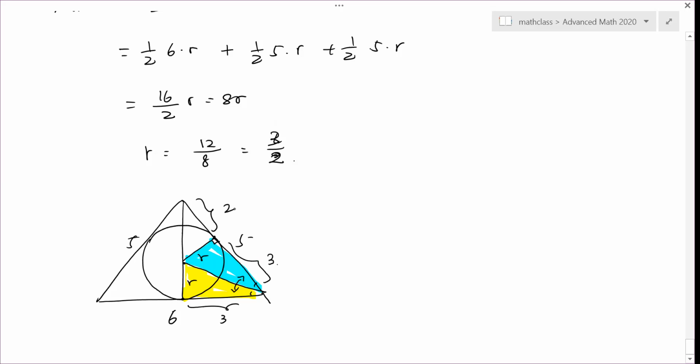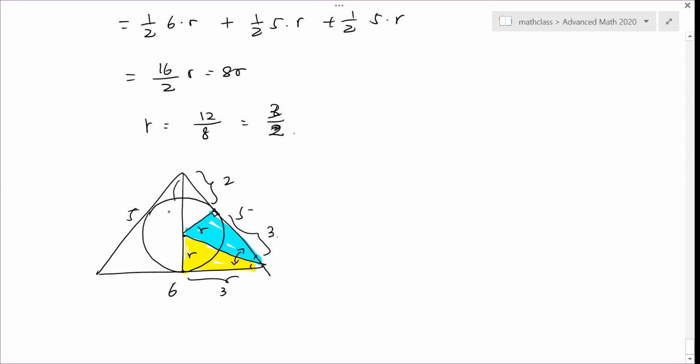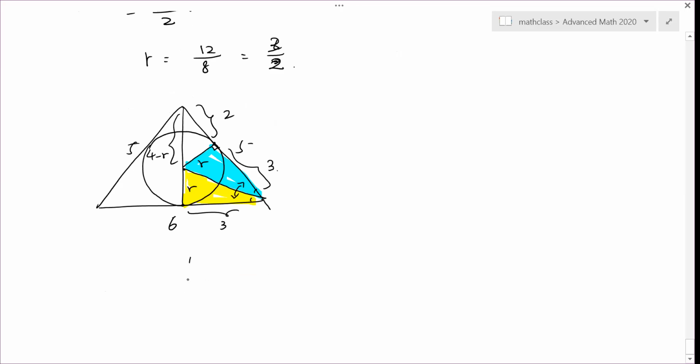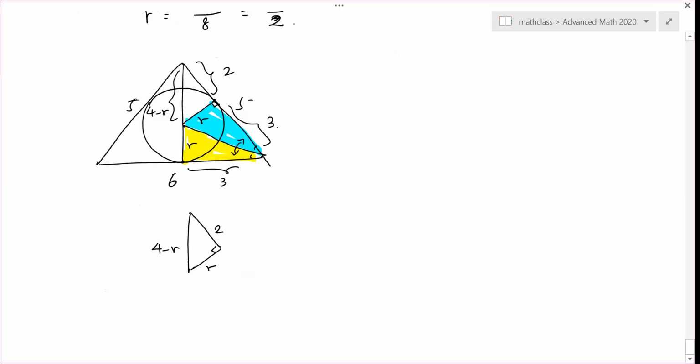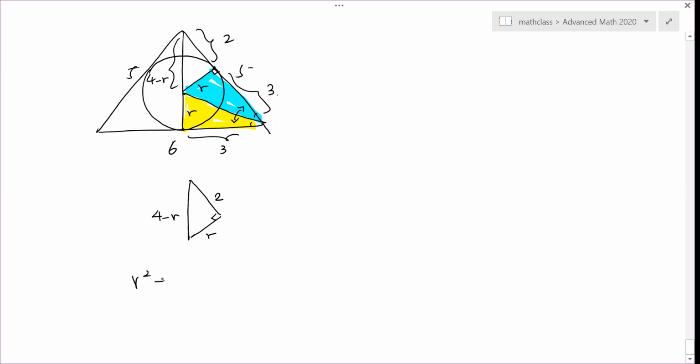All right, let's continue to get more information. How about this side? We already know the total height is 4, so this side is 4 minus r. Now you get a triangle. This is 2, this is r, here is 4 minus r. Applying the Pythagorean theorem to this triangle: r squared plus 2 squared equals (4 minus r) squared.